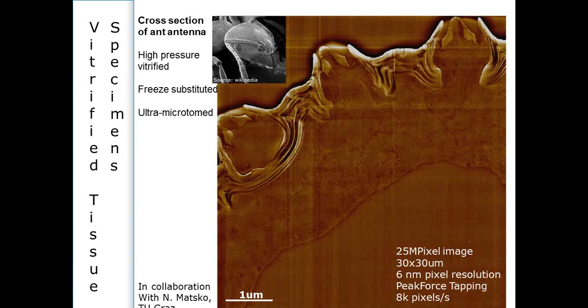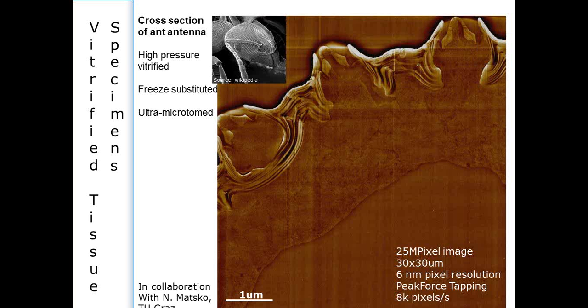This is a cross-sectional image of an ant antenna, high-pressure vitrified and freeze-substituted with a resin. The antennae serve the ant as an olfactory organ. The rigid chitin outer structure has many openings to expose the sensory cells to the environment.